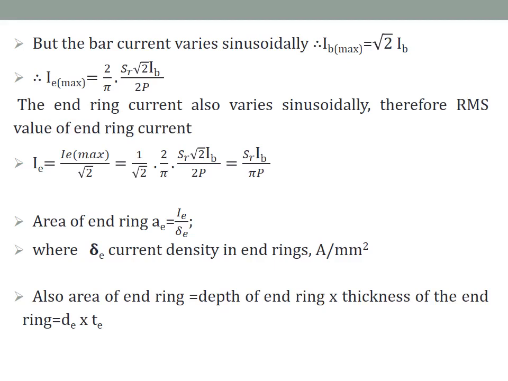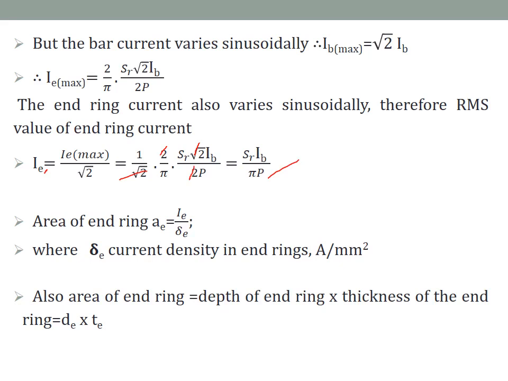The end ring current also varies sinusoidally. Therefore, the RMS value of the end ring current is IE equal to IE max by root 2. So 1 by root 2 times 2 by pi SR into root 2 IB divided by 2P. The root 2 gets cancelled, the 2 gets cancelled. Finally, we get SR into IB by pi P. So this is how we can find the end ring current: IE is equal to SR into IB divided by pi P.